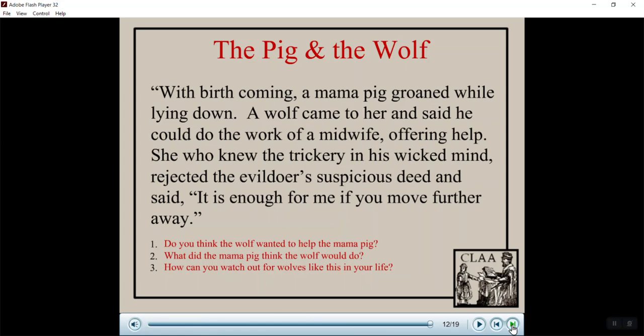Here are some questions to discuss with your parents about this fable. First, do you think the wolf wanted to help the mama pig? Second, what did the mama pig think the wolf would do? And third, how can you watch out for wolves like this in your life?